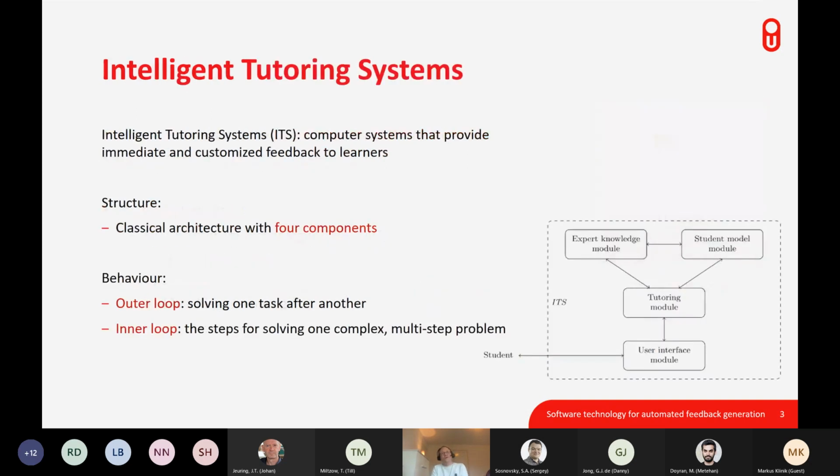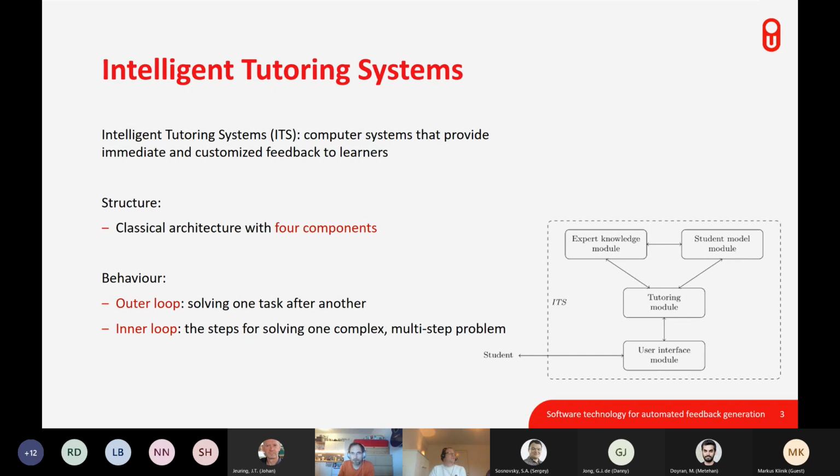So my talk for today is about intelligent tutoring systems, and I do not have enough time to explain what these kinds of systems are, but in case you've never seen these, intelligent tutoring systems are computer systems that provide immediate and customized feedback to learners. So these are the kind of systems that help you to get familiar with all kinds of topics.